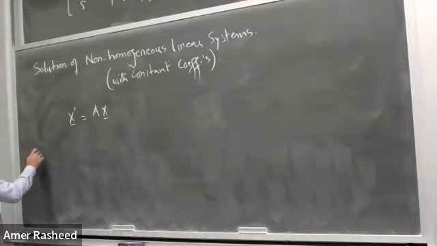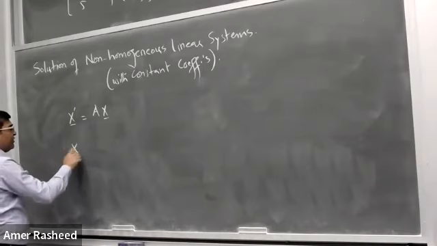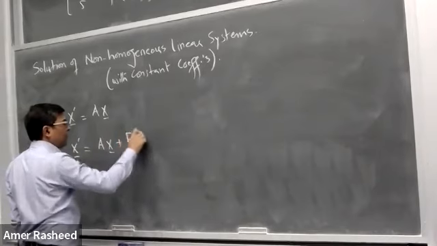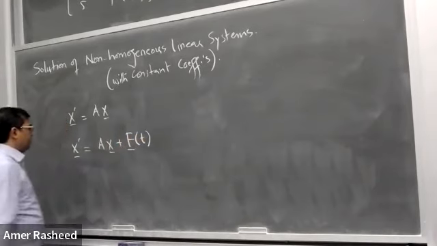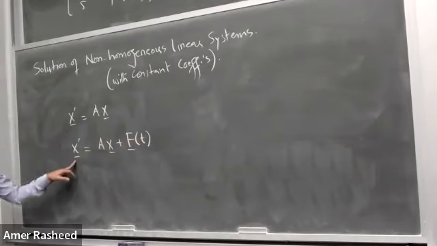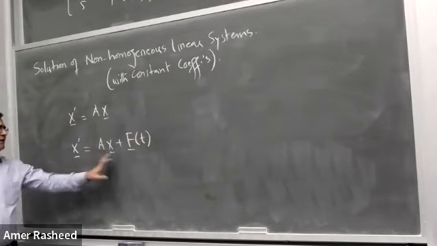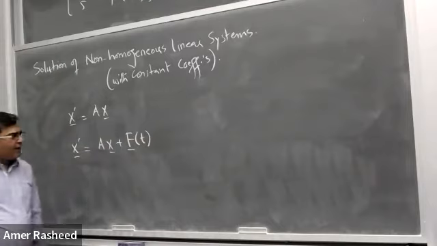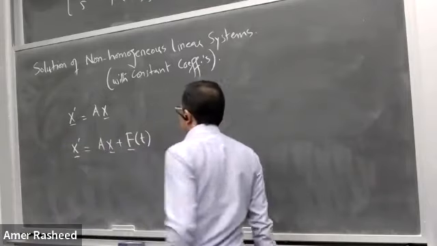Now today we are going to discuss how to solve non-homogeneous linear systems, which can be written in this form. I hope you know it. So I put a bar under this x vector and f vector because they are vectors and A is a matrix. So this is a non-homogeneous linear system.